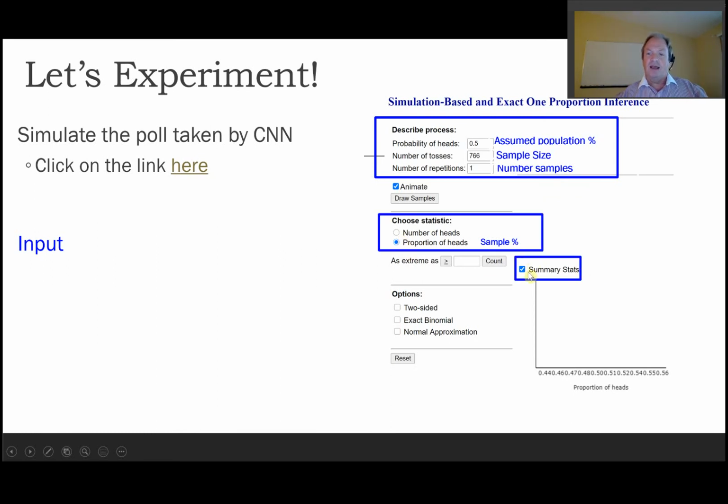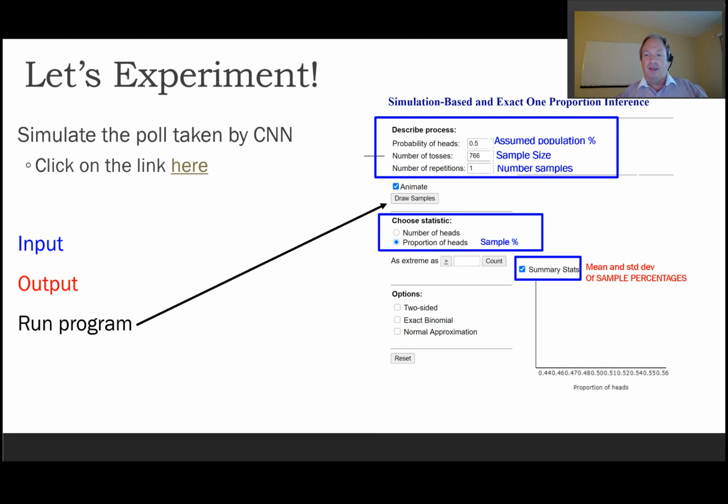And finally, I'm going to click on summary statistics. So we're going to see that when we get this pattern of estimators, what are we going to want to do with that data? Well, we're going to want to compute its center and its spread. Okay. And now we're going to run the program. Go ahead and click Draw Samples. And the output's going to be here.